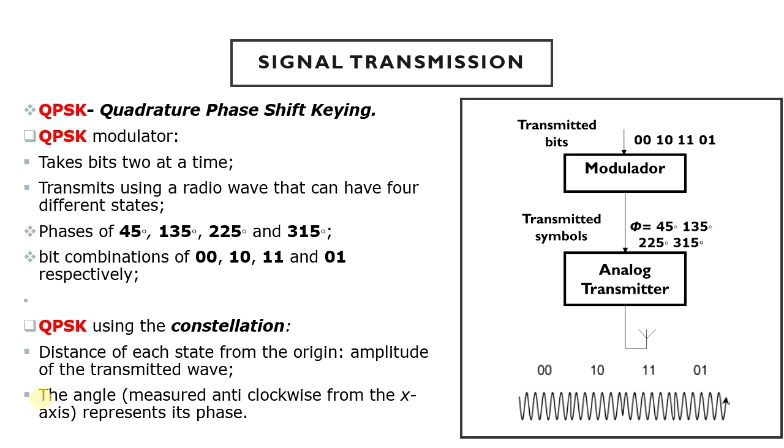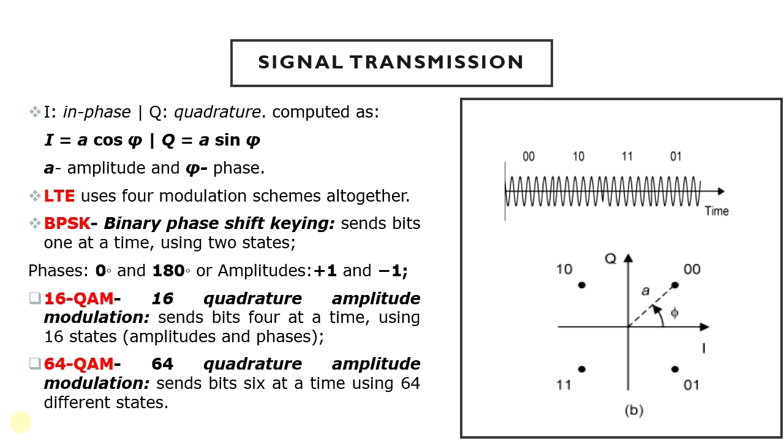In this diagram, the distance of each state from the origin represents the amplitude of the transmitted wave, while the angle represents its phase. Usually, it is more convenient to represent each symbol using two other numbers, which are known as the in-phase and quadrature, where A is the amplitude of the transmitted wave and phi the phase. Mathematicians will recognize the in-phase and quadrature components as the real and imaginary parts of a complex number.